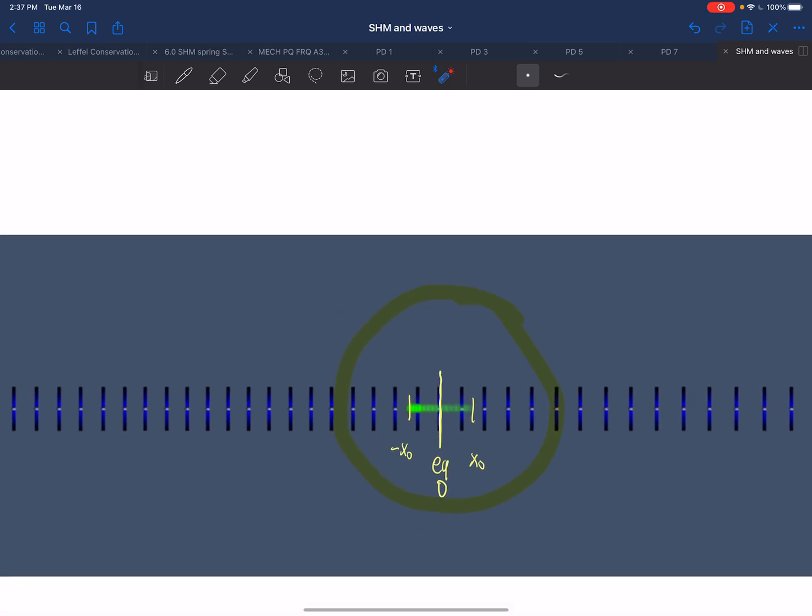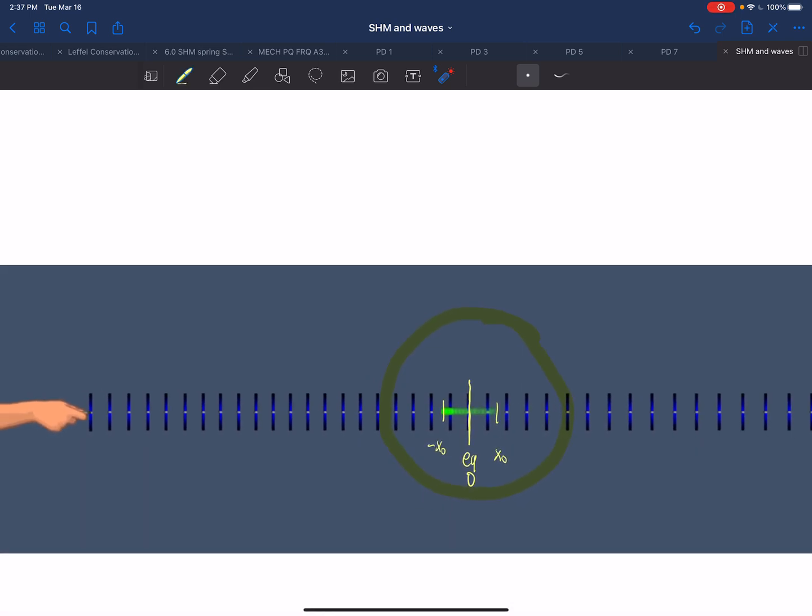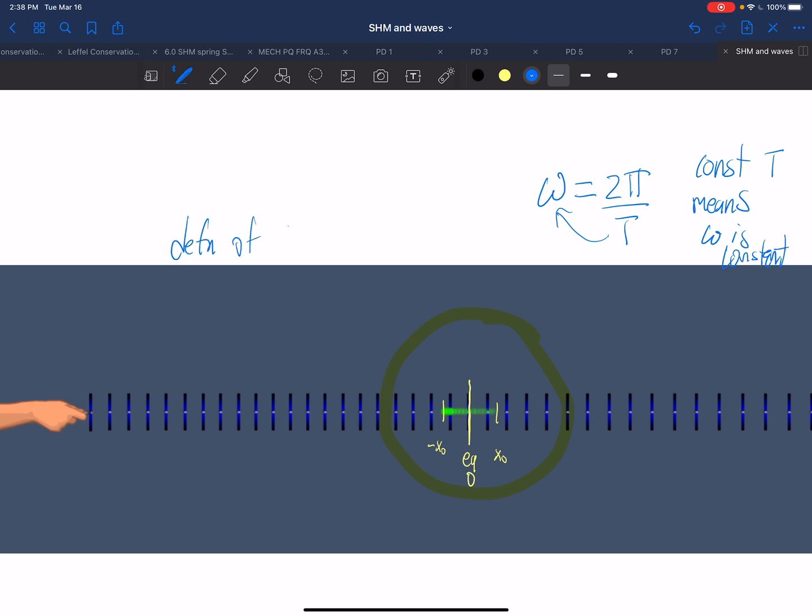And we said that it has a constant period. Well, a constant period, when the angular velocity is 2 pi over T, means that omega is constant. So a constant period means the frequency, the angular frequency, is constant. And that, if you recall, is the definition of simple harmonic motion. Constant period.